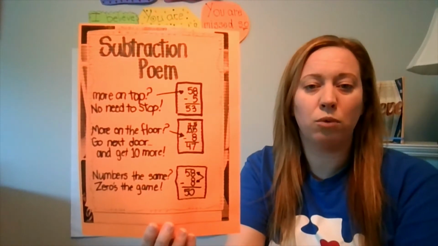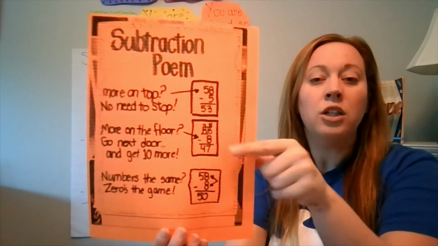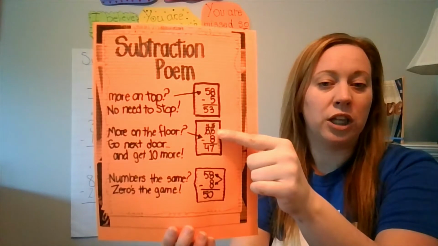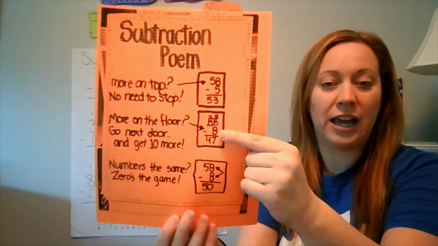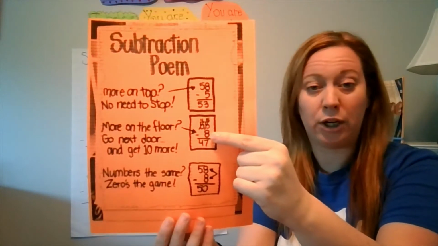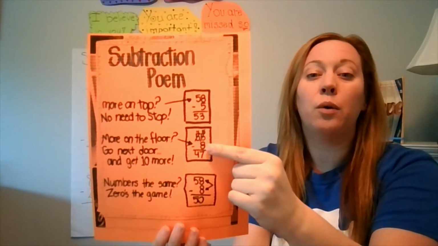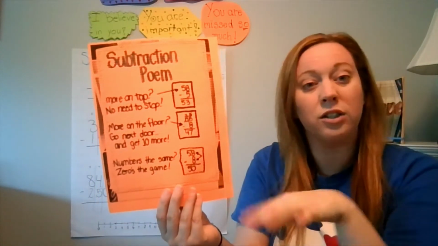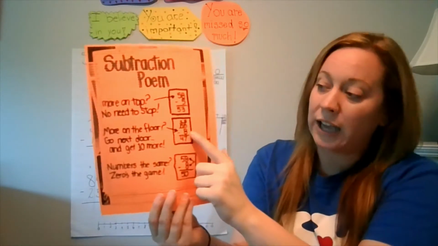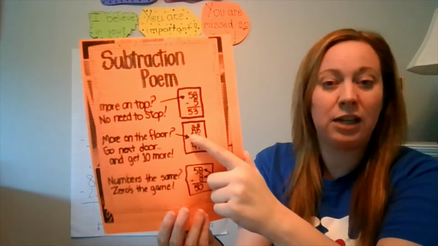It gets a little more tricky when you get to the middle. So this one: more on the floor. If you look up here, 5 is smaller than 8. There's more on the floor, bigger number at the bottom. So we have to go next door. So we go to our tens place, the number right next to it. It depends on what place we're looking at, but for this one, our tens place, we're going to take 1 ten away.